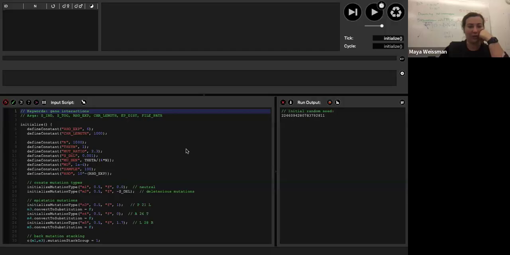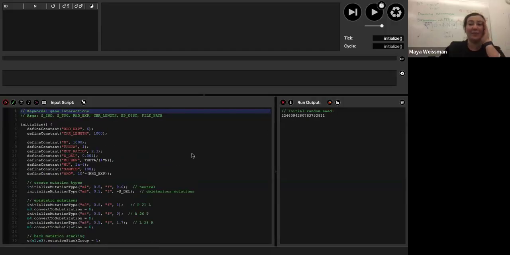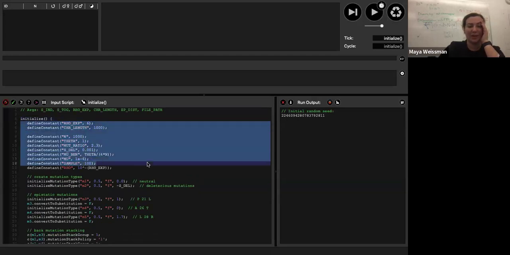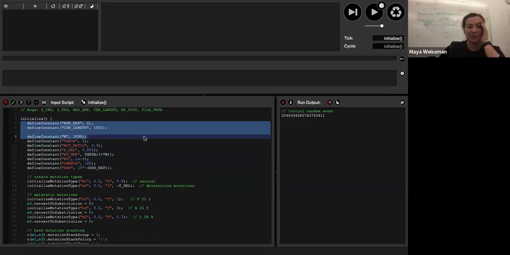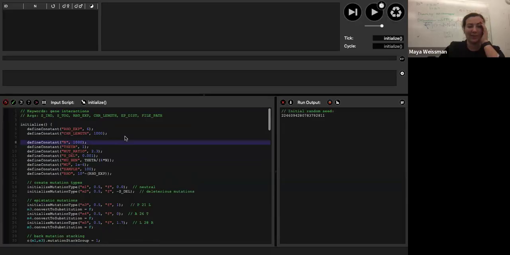I'm going to share the code I wrote now. I haven't updated my SLiM to the newest version that recently came out, so yours might be different. But here is where I defined all of my constants, because I do love to use those constants.